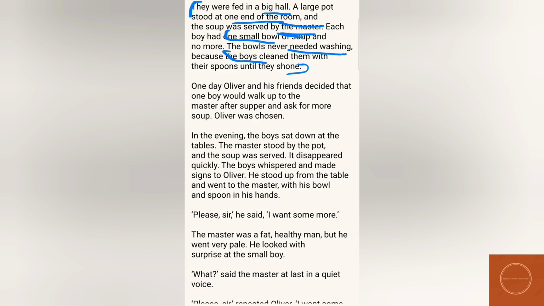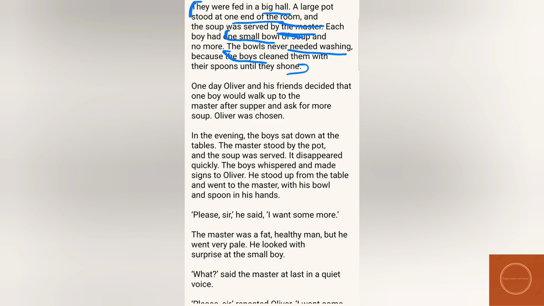Means in very small quantity they gave, and they were so hungry that they just used to eat everything properly. Even the last drop of soup they used to drink, so nothing was left. So that is why they never needed to wash their bowls.